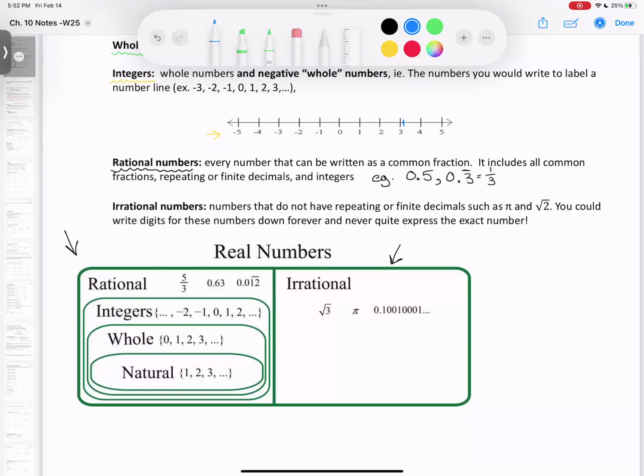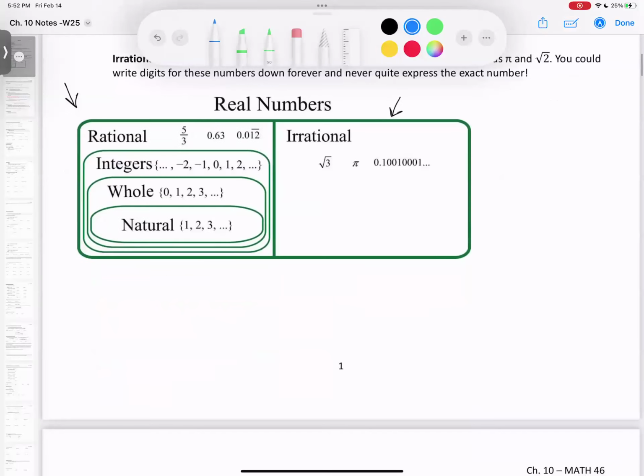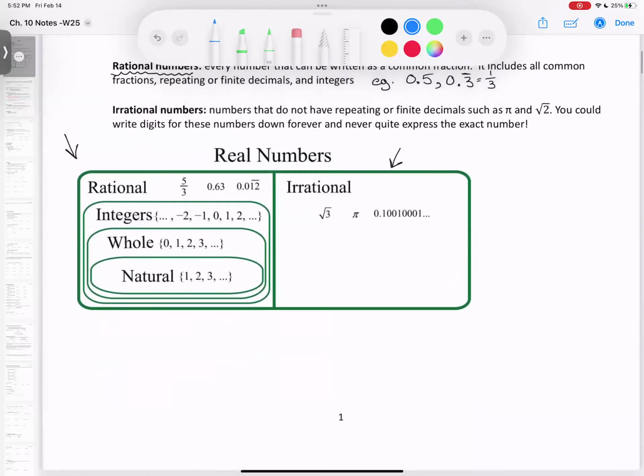So those are the irrational numbers, the numbers that do not have repeating or finite decimals.